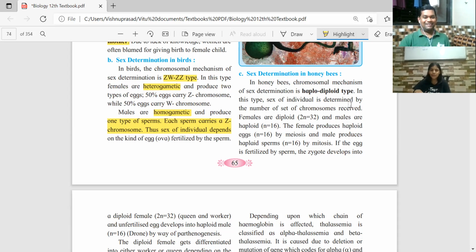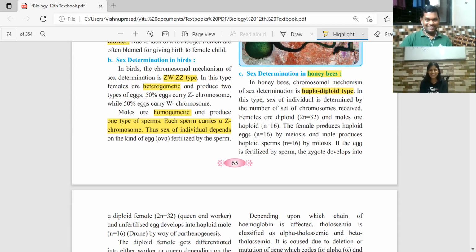Next. Now sex determination in the case of honeybees. You know honeybees, मधुमक्खी. Their sex determination is called haplodiploid type. Listen, haplodiploid type. I did not make it up.